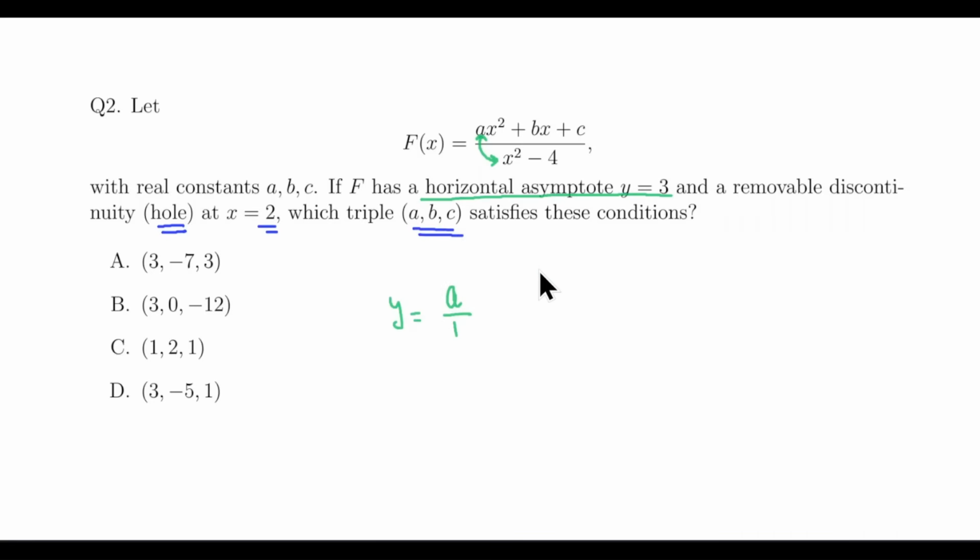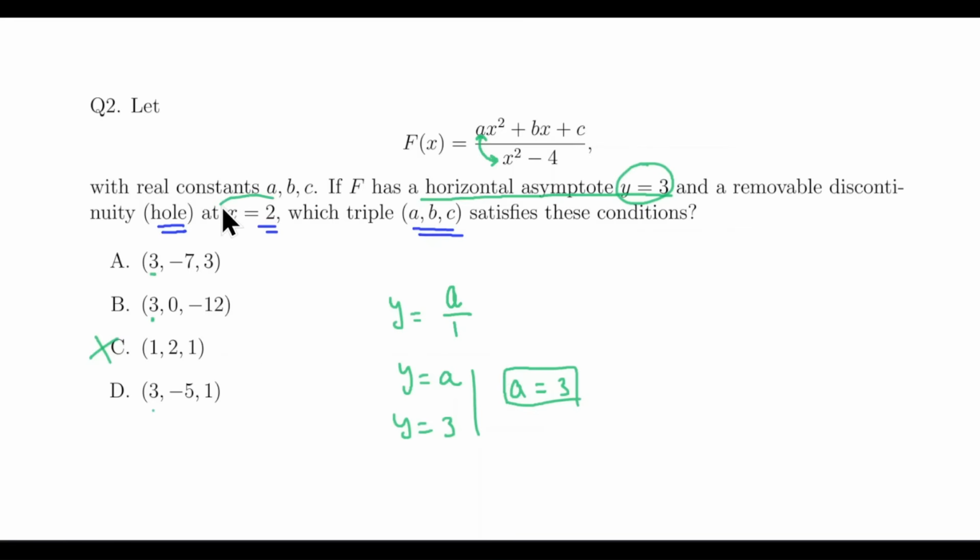So y is equal to a over 1, or y is equal to a, is the HA. But they are saying the HA is y equal to 3. So it definitely means that a must be 3. That's the first thing I concluded. So it cannot be option C for sure. It has to be either option A, option B, or option D.